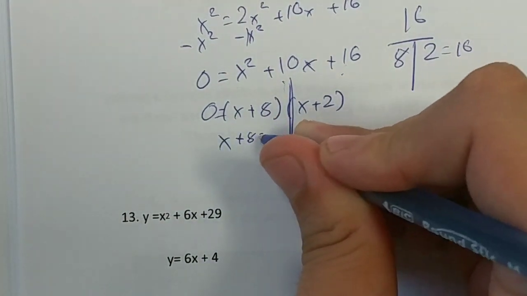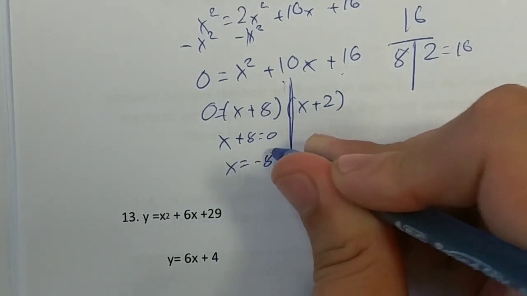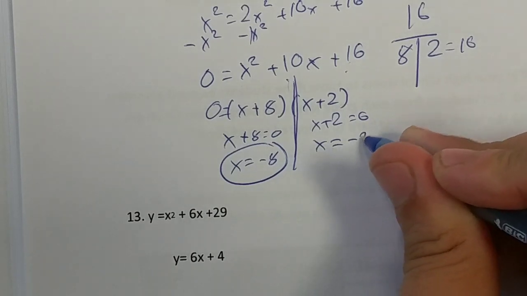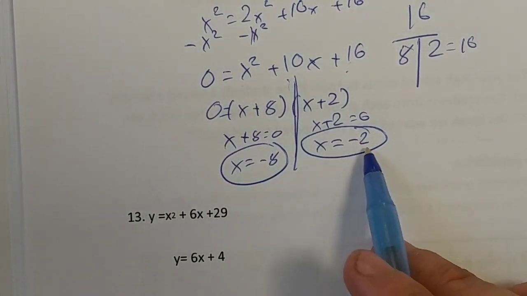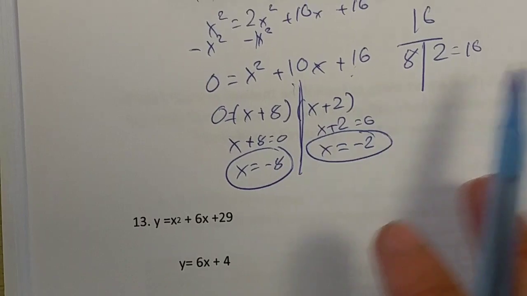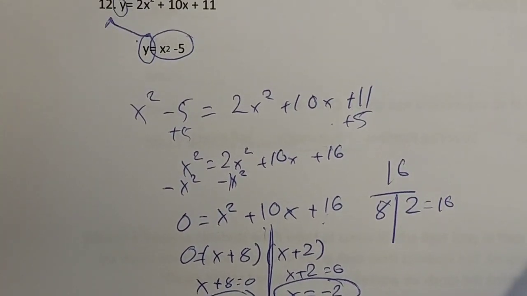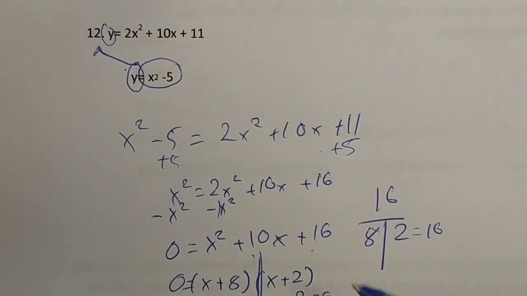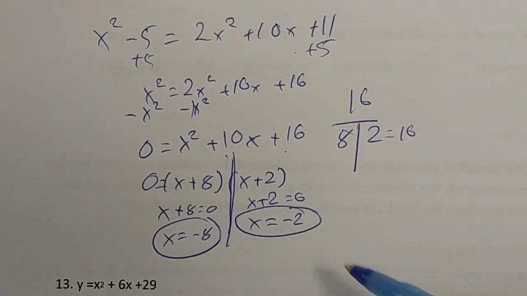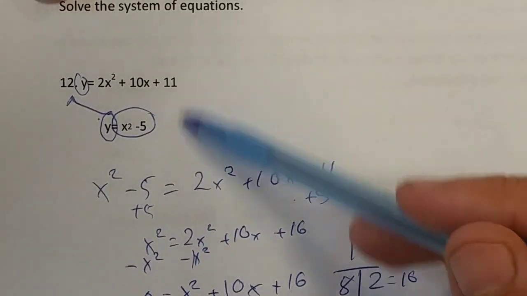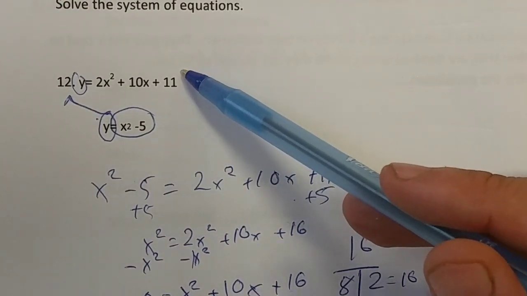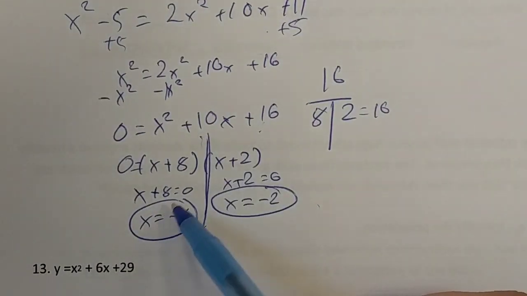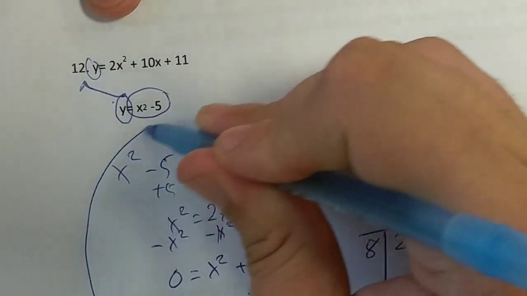X plus 8 equals 0, x equals negative 8. X plus 2 equals 0, x equals negative 2. And wait a minute, hold up. I'm not done, because I'm not just looking for x, I'm also looking for y. So I'm going to take my negative 8 and negative 2 and plug it into the easier of the two equations. Looking carefully, it looks like the easier of the two equations is the bottom one. So I'm going to take x equals negative 8 and plug it into here.